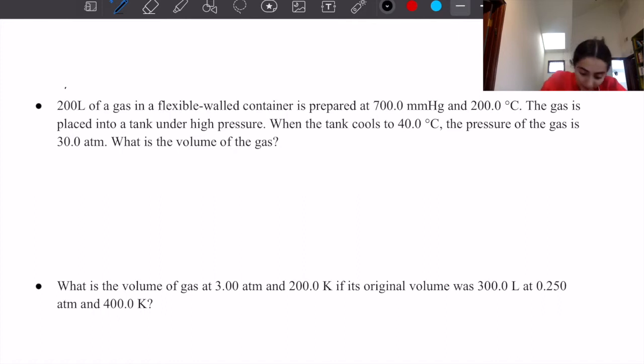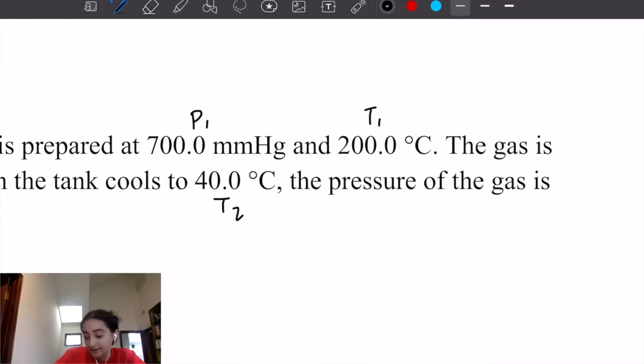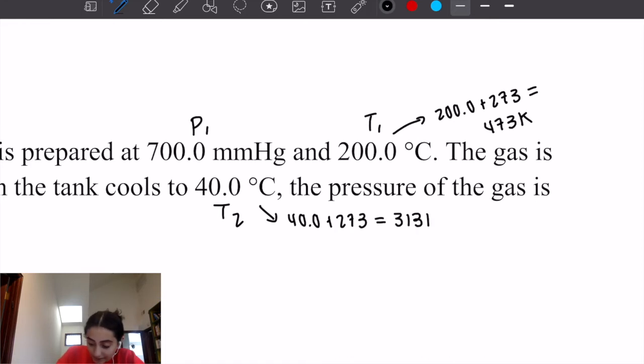So let's go through and see what we have. We have our initial volume, our initial pressure, and our initial temperature, though it will need to be converted. Our final temperature is here. We have our final pressure, and we are looking for final volume. Step one done. Now let's convert our temperatures. If we have 200 plus 273, we get 473 Kelvin. And if we have 40 plus 273, we have 313 Kelvin.